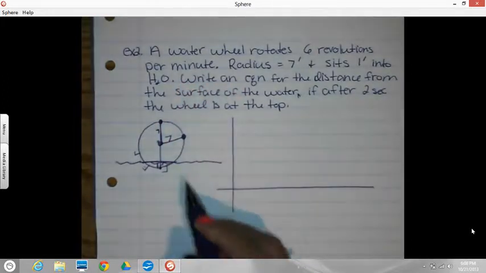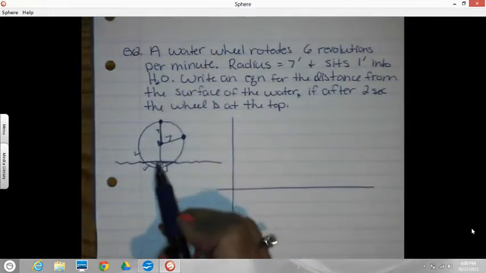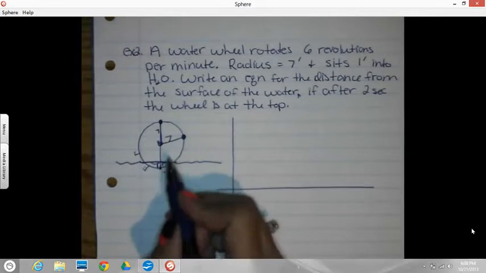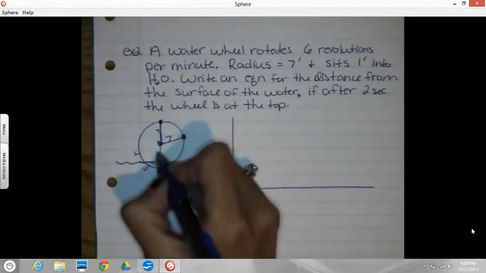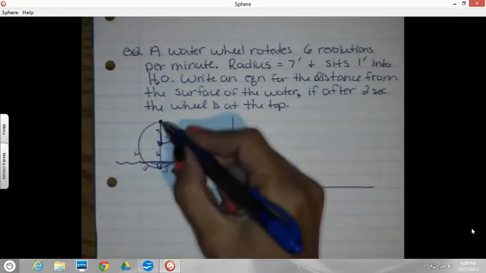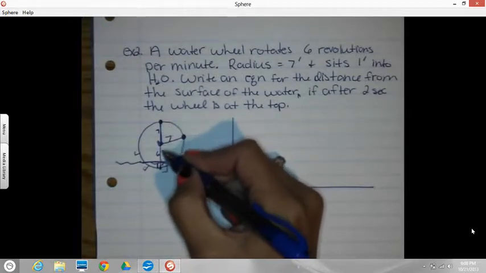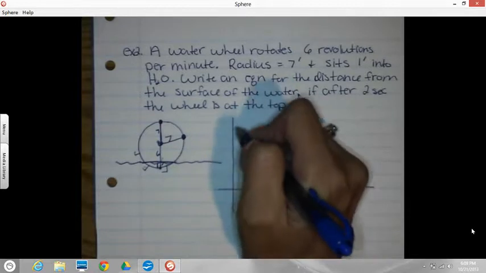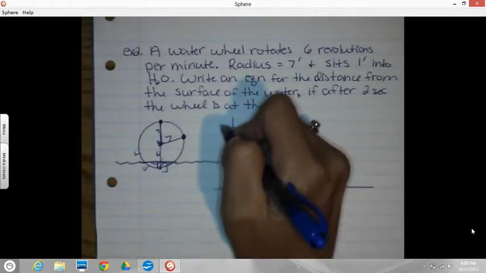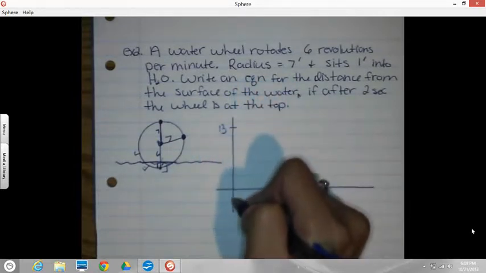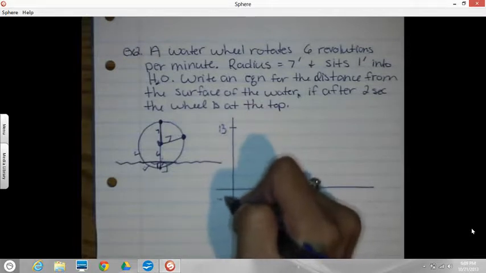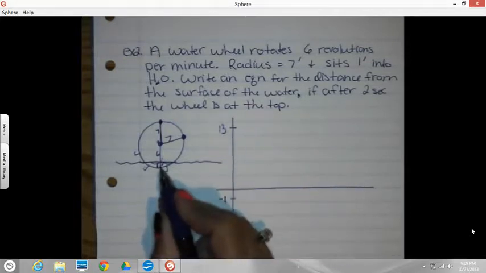But I want to know how far this point is from the surface. So if 1 foot's below the water, there's 6 feet above. So this point would be a total of 13 feet above the water. So it's going to max out at 13 feet. The minimum is going to be -1 feet because it's below the surface of the water. When it's down here, distance from the surface is -1, in that direction.